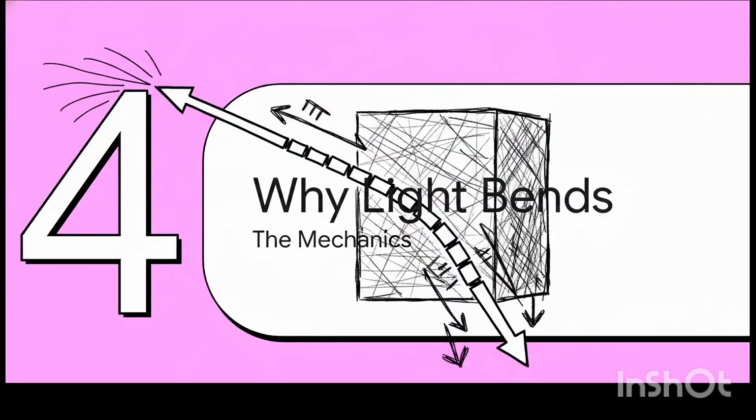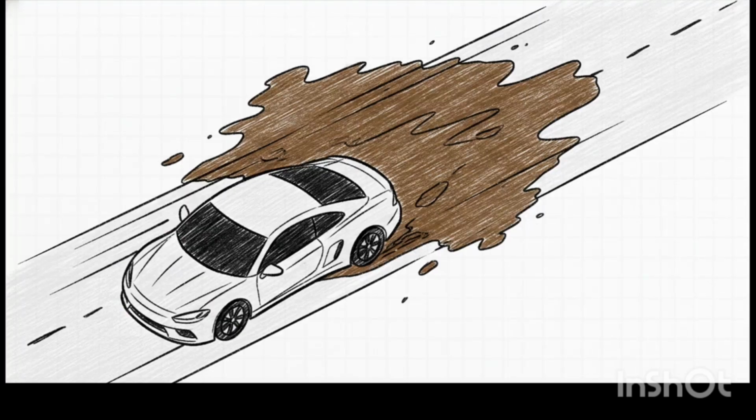So we know light slows down, but that brings us to section 4. Why does light bend? Let's look at the mechanics. The big question here is, why on earth does changing speed force a ray of light to actually change its physical direction? To visualize this, I want you to imagine you're driving a really fast car down a beautifully smooth, freshly paved road, and suddenly you veer off and hit a thick patch of mud. But you don't hit it straight on, you hit it at an angle.